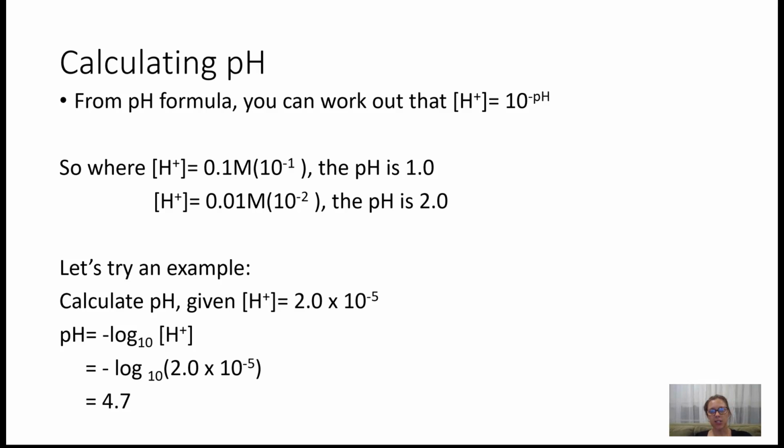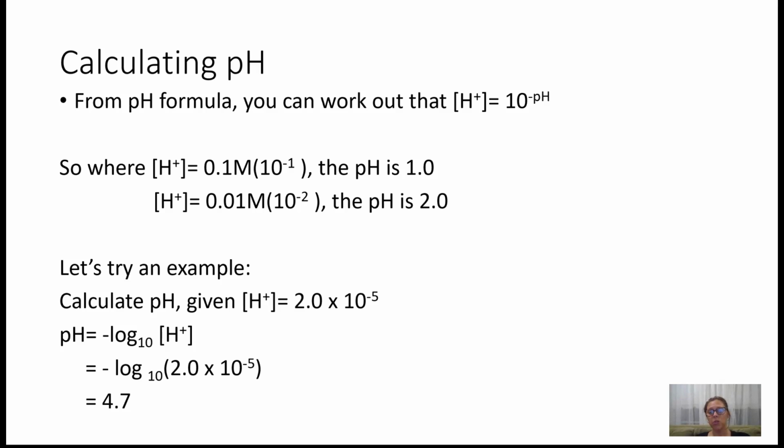So let's look at another example. Say for example my hydrogen ion concentration is 2 times 10 to the minus 5, and I want to calculate the pH. Now I am going to need my calculator. And again, the formula, pH is equal to minus log to the base 10 of the concentration of those hydrogen ions. So inputting that into our calculator, minus log using your base 10 function, 2.0 times 10 to the minus 5.